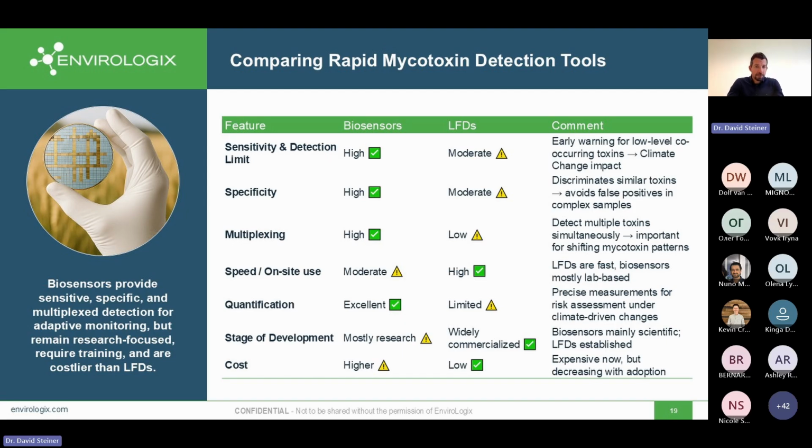So on the other side, the lateral flow devices are very simple, very robust, and also cheap. They provide a very rapid, easy to interpret result for routine field monitoring, helping farmers and also inspectors to make fast and evidence-based decisions. So in summary, while the biosensors are definitely powerful tools for this rapid and precise research, the LFDs remain the standard for field monitoring and immediate decision making.